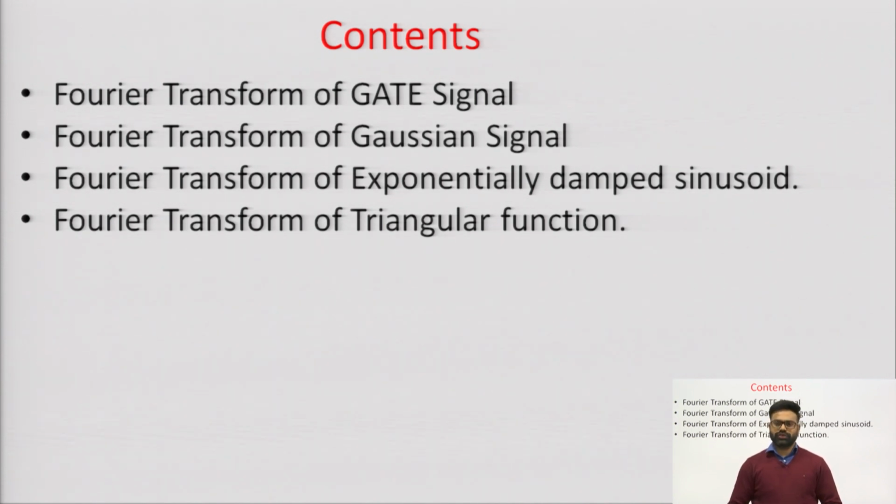Then we have the Gaussian signal. What is a Gaussian signal, and how will its Fourier transform be evaluated, that we will see. Then we will find the Fourier transform for an exponentially damped sinusoid: what it is and how its Fourier transform will be evaluated. And at last we will see, for a triangular function, how the Fourier transform will be evaluated and how its frequency spectrum will be.